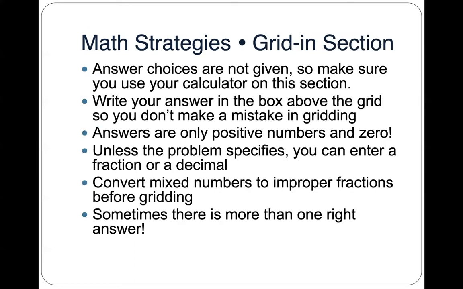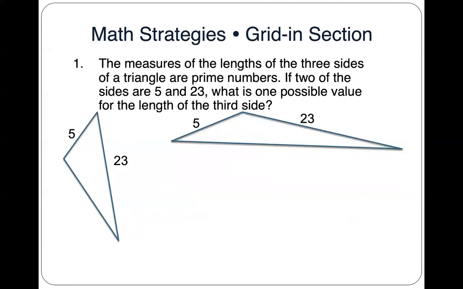For the grid-in section, answer choices are not given, so make sure you use your calculator on this section. Write your answer in the box above the grid so you don't make a mistake in gridding. Answers are only positive numbers and zero. Unless the problem specifies, you can enter a fraction or a decimal. Convert mixed numbers to improper fractions before gridding. And sometimes there is more than one right answer, but you will just list one of the right answers.